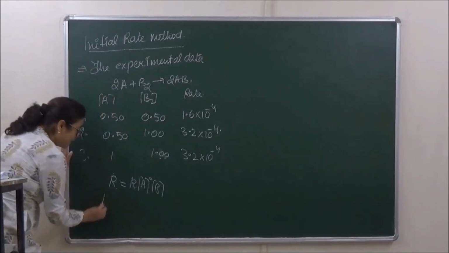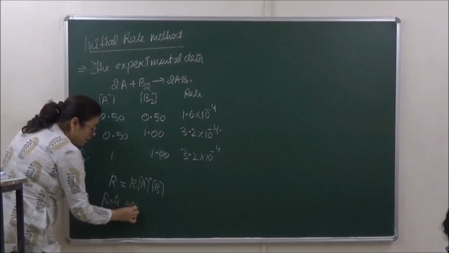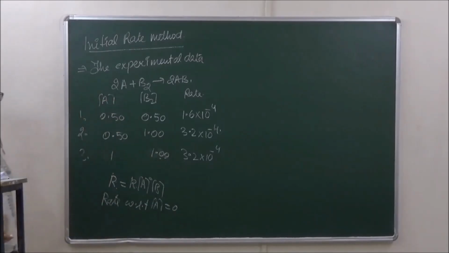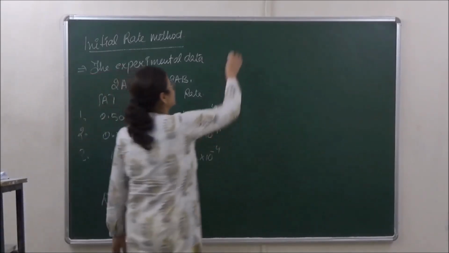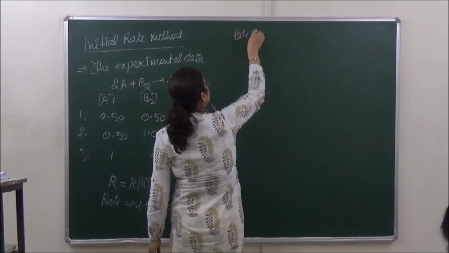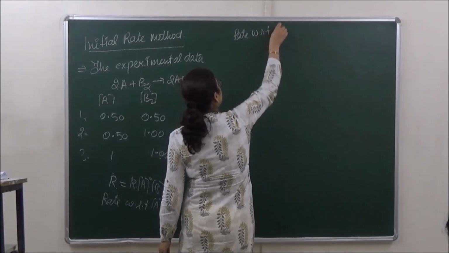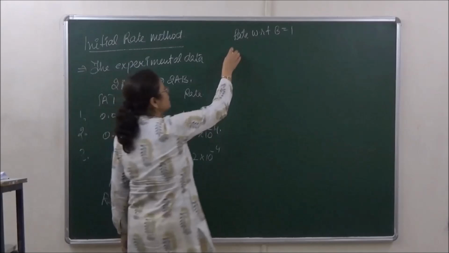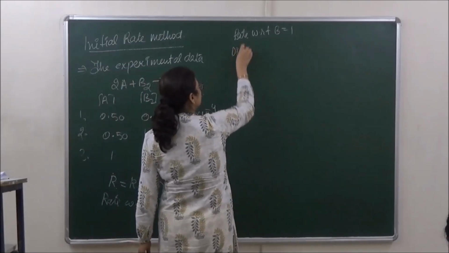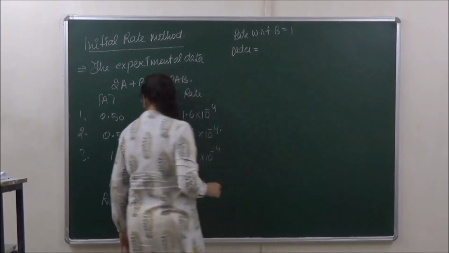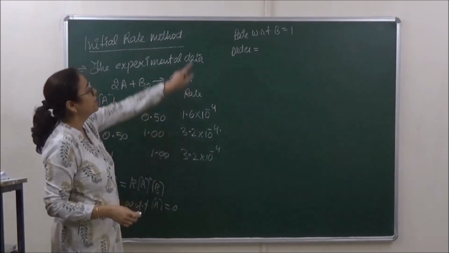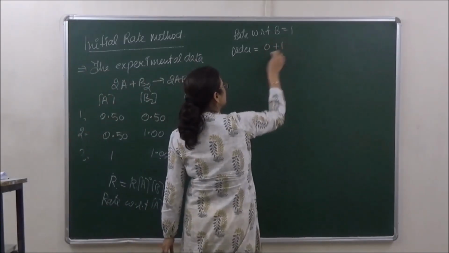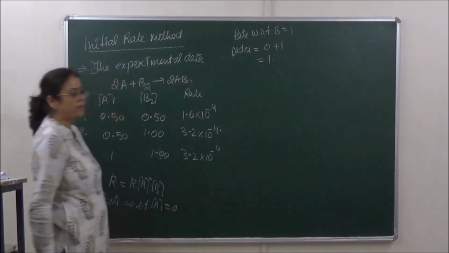So we say that the order with respect to A is equal to 0, and the order with respect to B is equal to 1. So the total order of the reaction, because the order with respect to A is 0 and the order with respect to B is 1, will be equal to 0 plus 1, which is equal to 1.